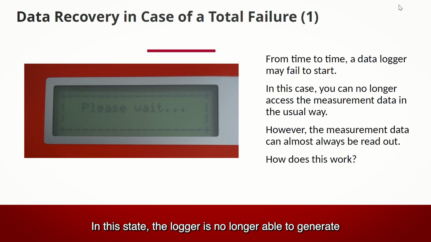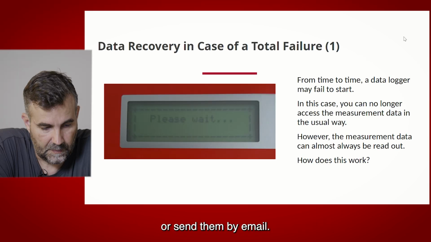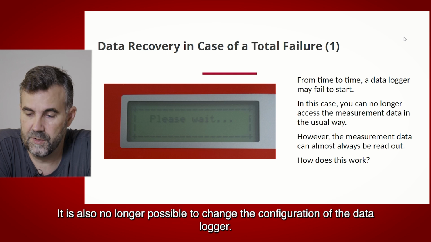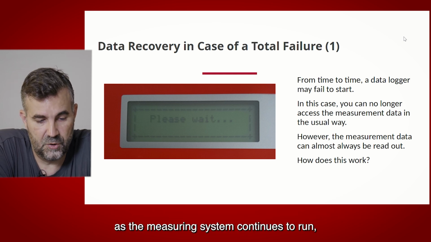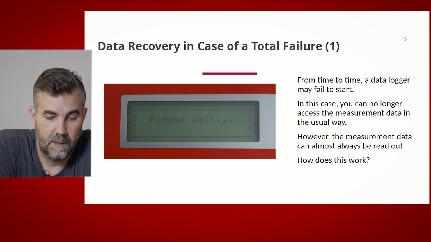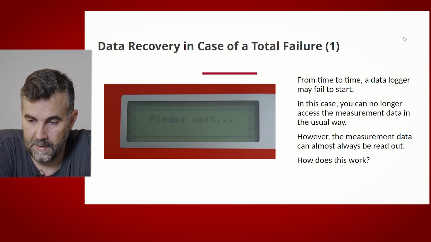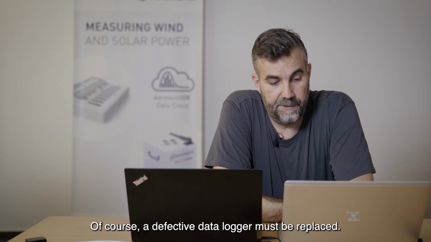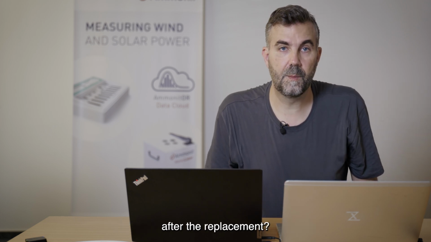In this state, the logger is no longer able to generate the statistic files and upload them to Ammonit, or send emails. It is also no longer possible to change the configuration of the data logger. However, as the measuring system continues to run, data will continue to be recorded. Of course, a defective data logger must be replaced, but the question is now how you can access the measurement data after the replacement.